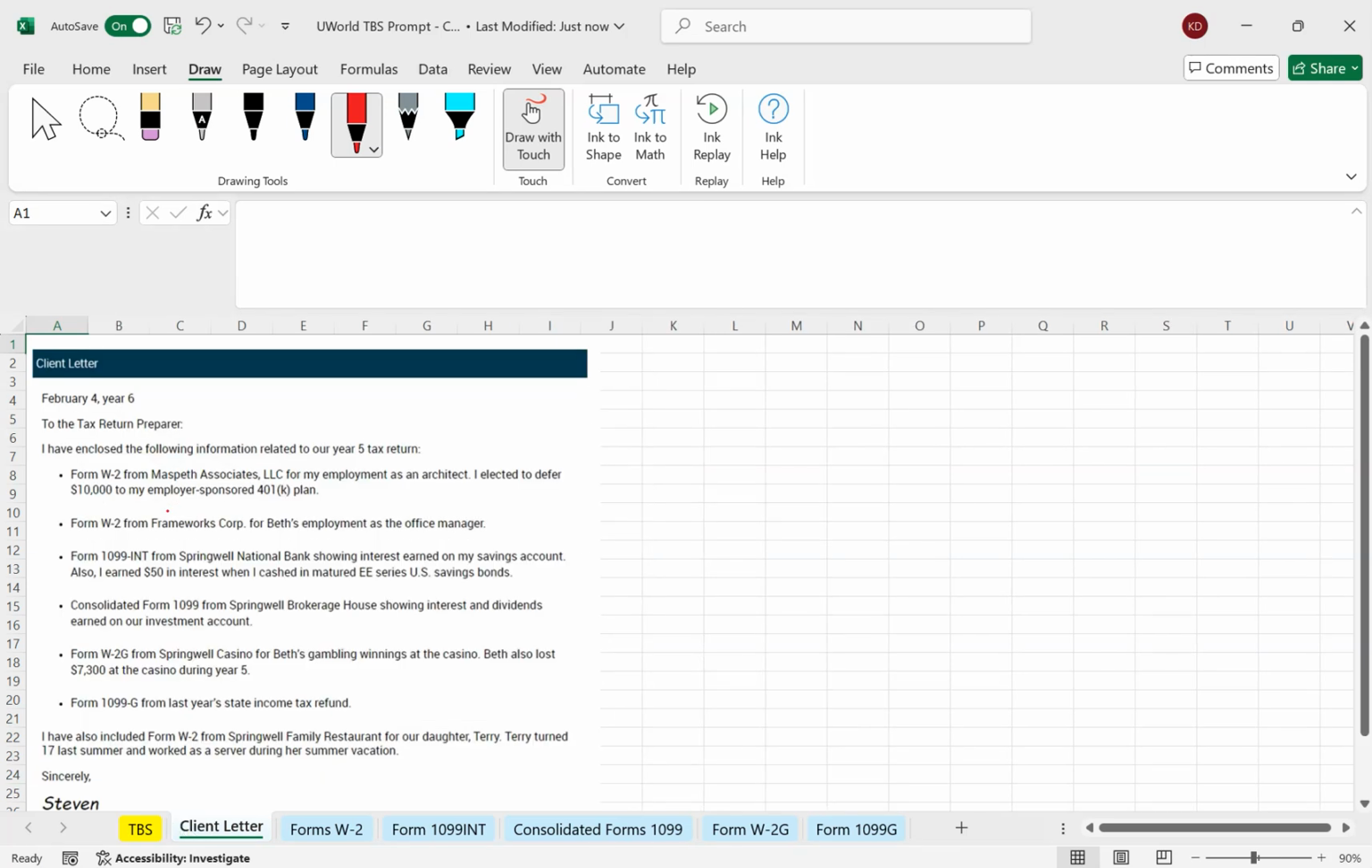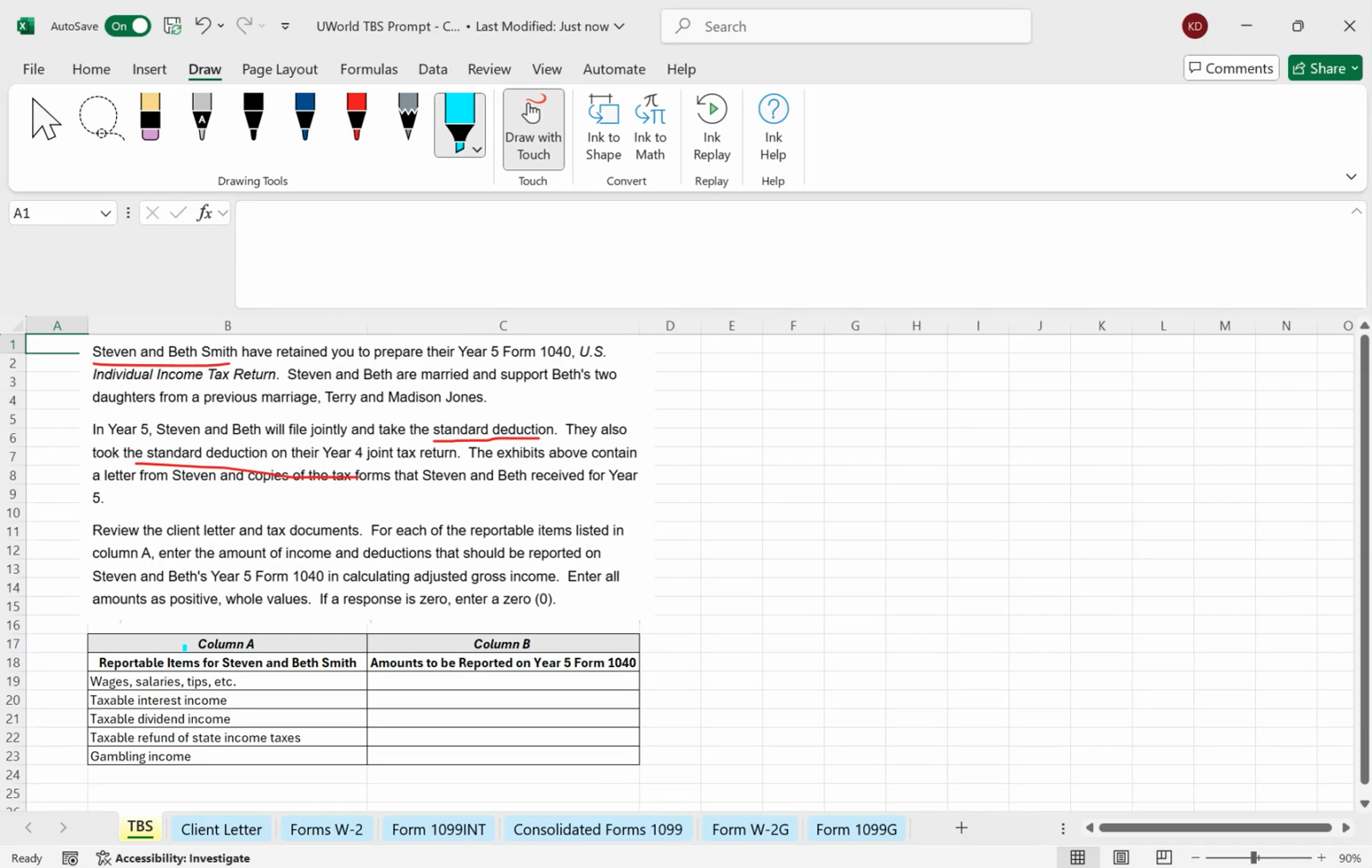It says, dear tax return preparer, I've enclosed the following information. So they're giving us some W-2s, some 1099s. One for interest, one for a brokerage account, a W-2G for some gambling winnings, a 1099-G for a state income tax refund, and then another W-2 for one of their daughters. So with that, let's look at the first line item.